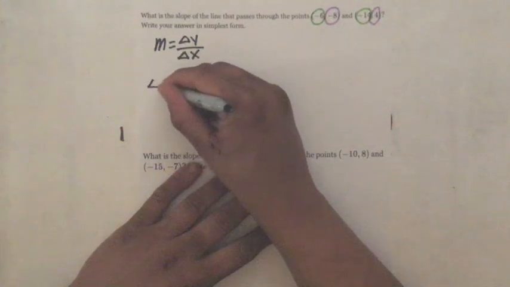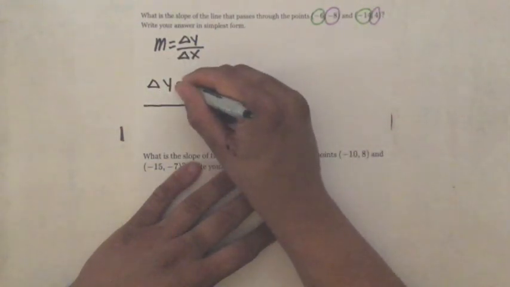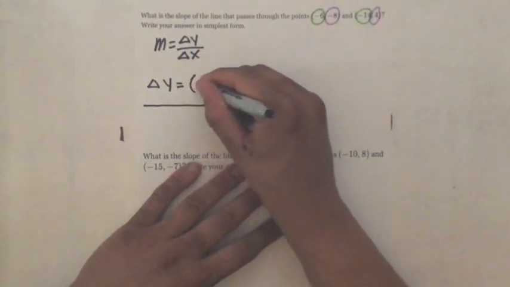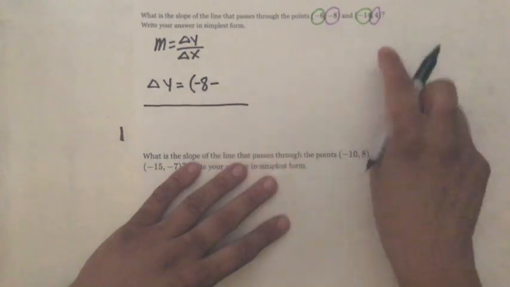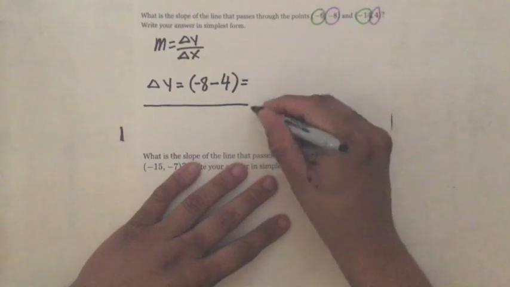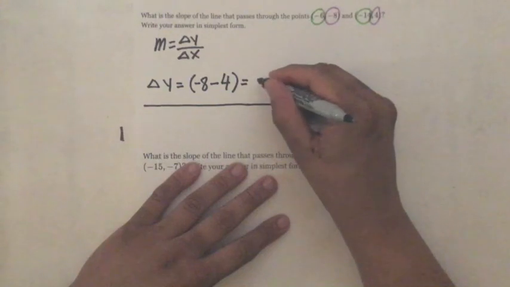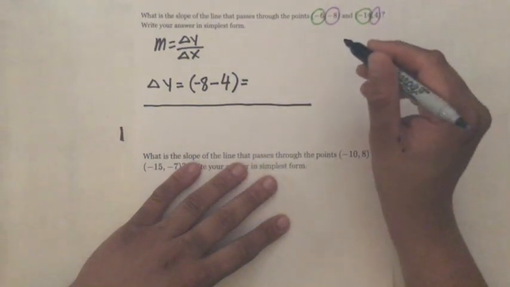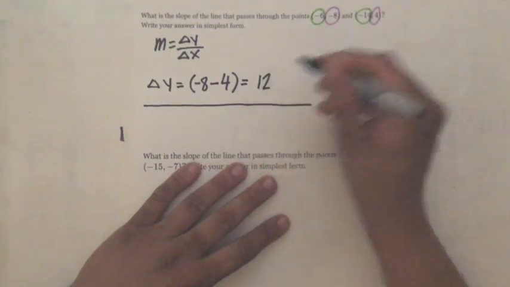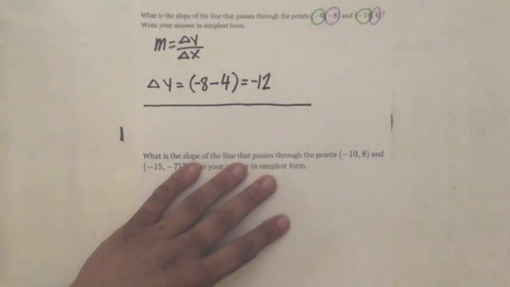So delta y first, which is equal to y minus y, so purple minus purple. So we say negative 8 minus 4. So those two are the same sign, so we add them. 8 and 4 is 12. Well, what kind of 12? Well, 8 is the bigger integer, 8 is a negative. So we get negative 12.